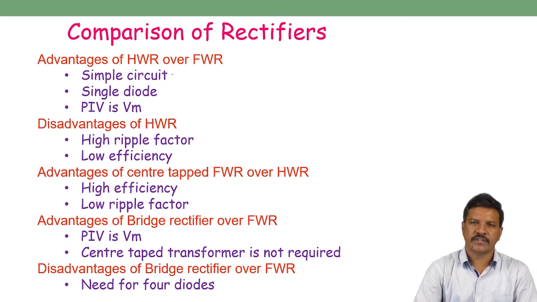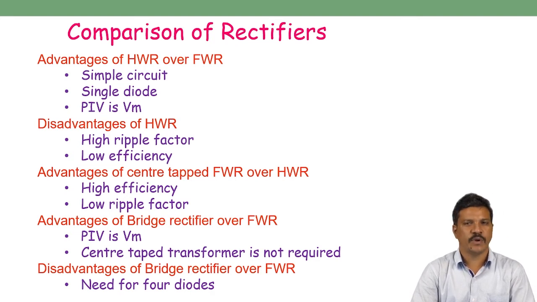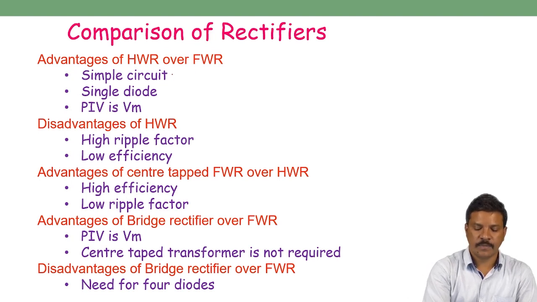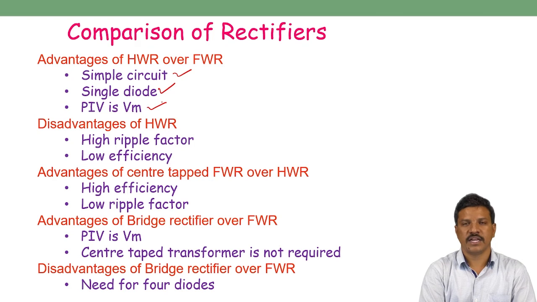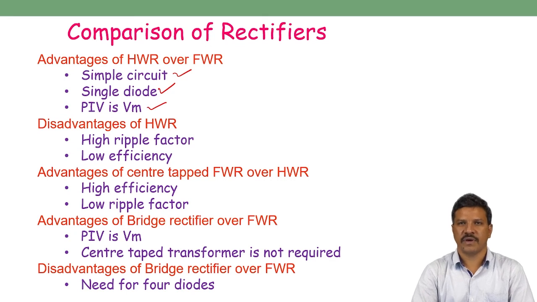Half wave rectifier is actually a basic, simple circuit, which requires only one diode and a transformer. So it is a simple circuit and it requires only a single diode. And the peak inverse voltage for the single diode is Vm only. So these are the advantages of half wave rectifier over full wave rectifier.